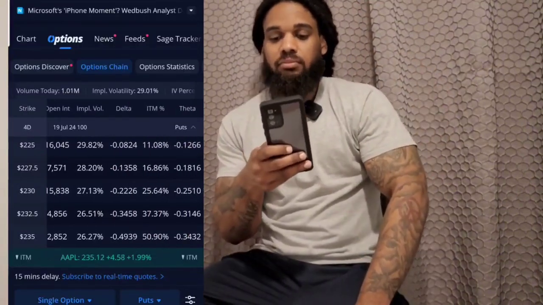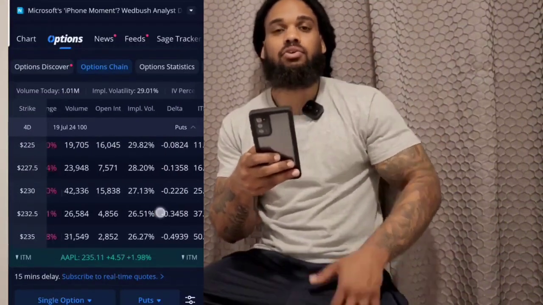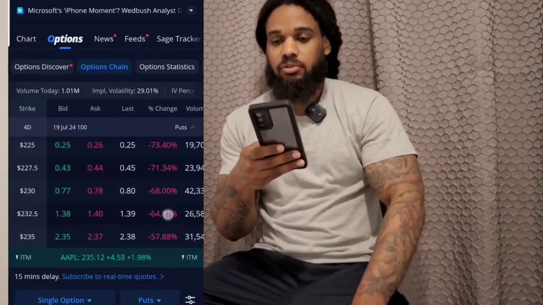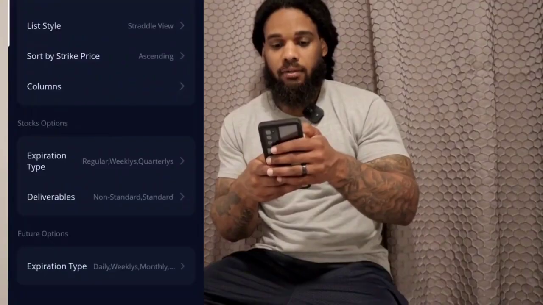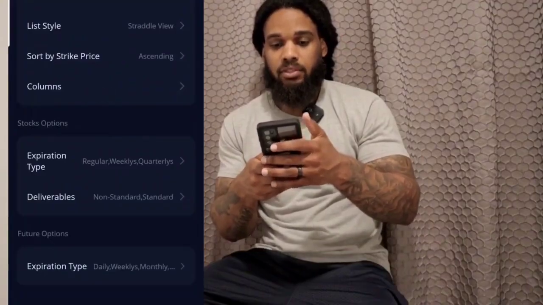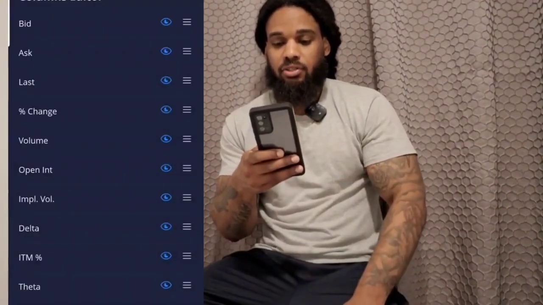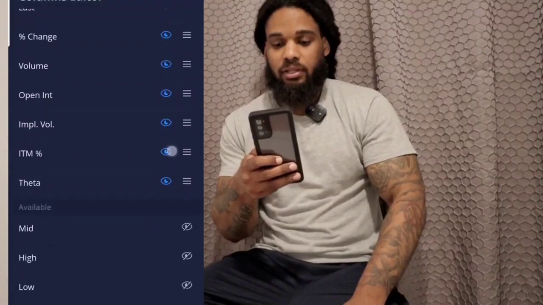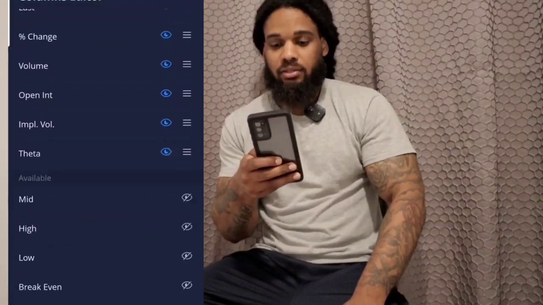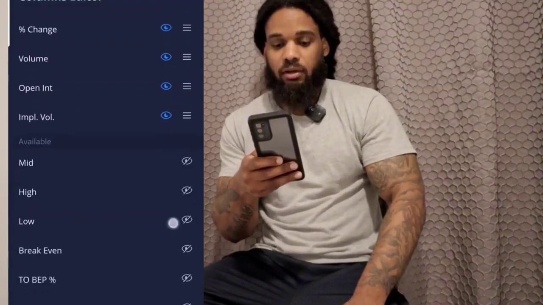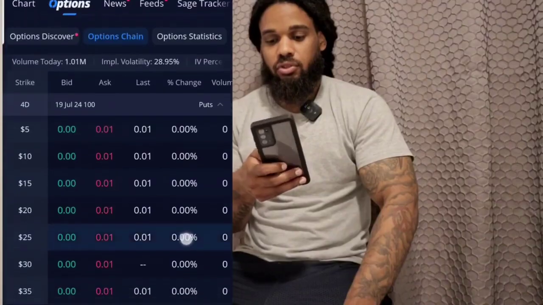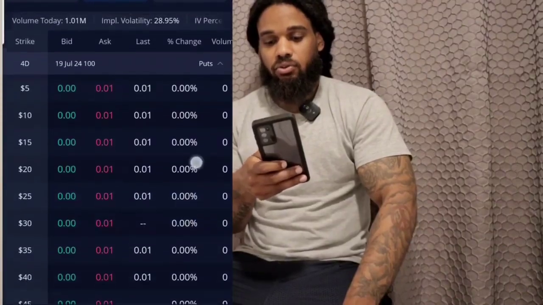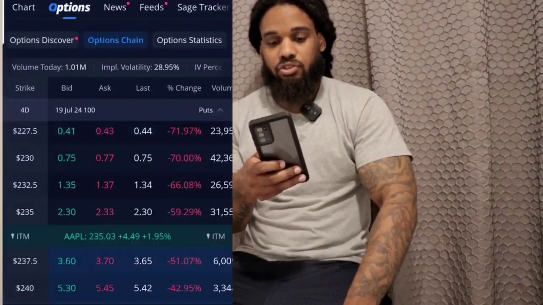So if you don't see delta or any of the Greeks in your chart, you could come to this button right here, hit the column section, and then click on the one that you want to show, delta, whichever Greek you want to show. So in this case, delta. Now, in order to trade, we're going to look at the different strike prices.